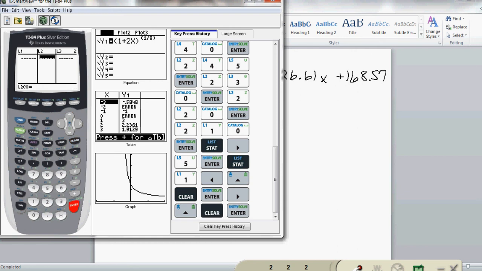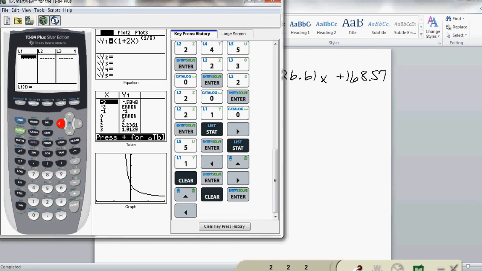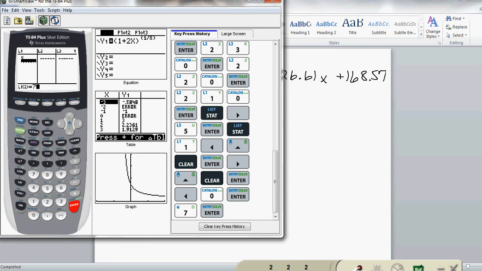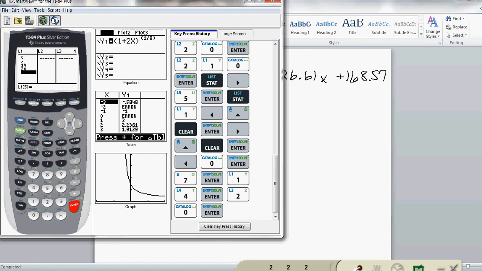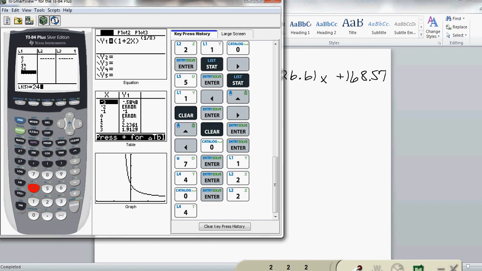Now number 5, 1973 represents 0, and so actually we get 0 as our first one, and then we have to understand that in 1980 that would be a 7. 1987 would be 14. 1993 would be 20 because that's 6 years further. And then 1997 is 4 more years beyond that, so we get 24. So our list is quite a bit shorter.